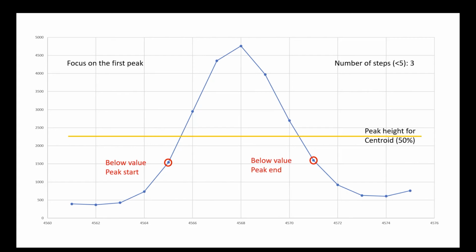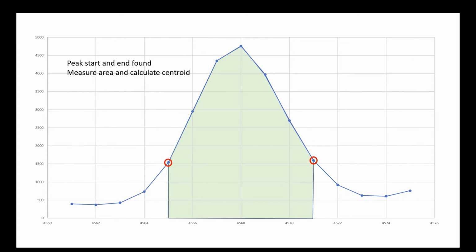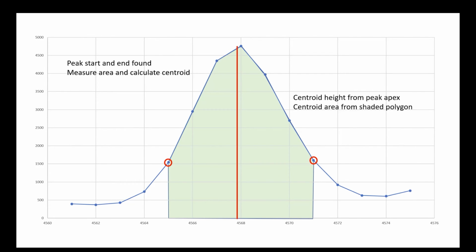The final part of the process is to calculate the height, area and centroid of the shaded polygon that represents this peak, and to store these values for the centroided mass spectrum.